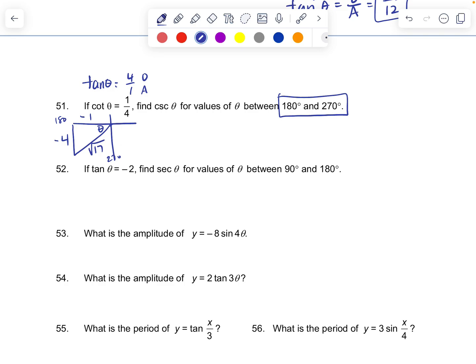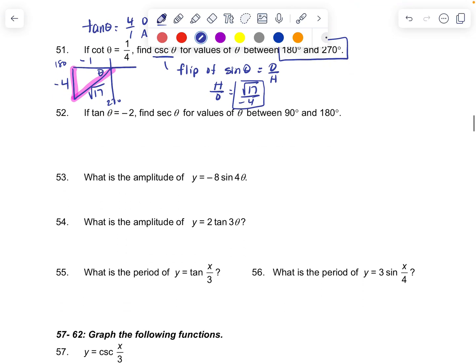Now, I've got my triangle constructed. I just need to answer the question. What is the cosecant of theta? Well, I know cosecant is the flip of the sine. Sine is opposite over hypotenuse. So the flip of that is going to be hypotenuse over opposite. So the hypotenuse here is radical 17. The opposite is -4. So this is going to be radical 17 over -4. Or you could just say negative radical 17 over 4.